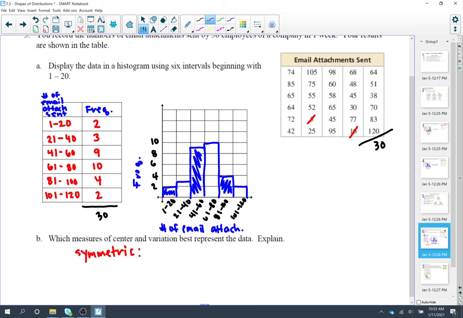So given that this is symmetric, it probably means there's not really a whole lot of outliers, either too low or too high here. Everything looks evenly spaced, which means we're going to use the mean to describe the typical value or the center. And we're going to use the standard deviation to describe how spread apart it is. And my explanation there would be because the data is symmetric.